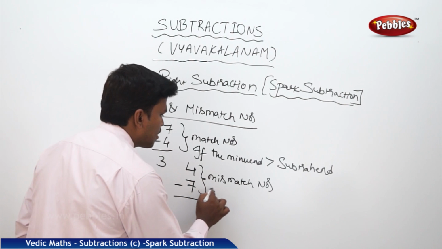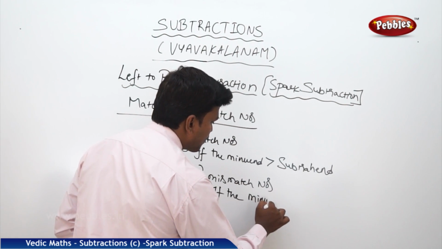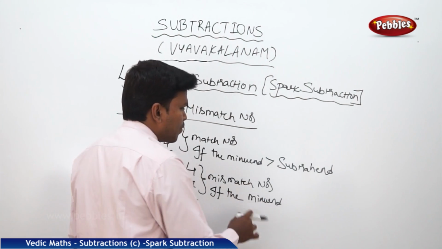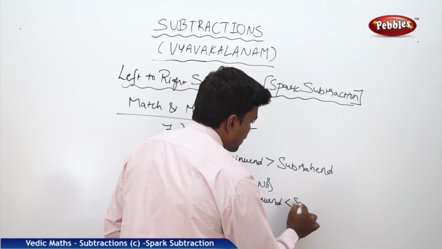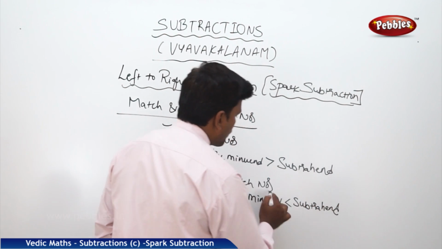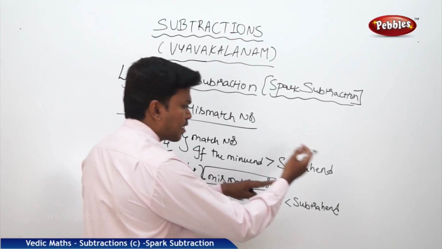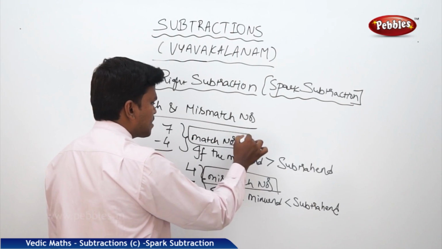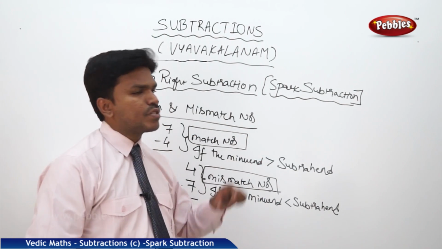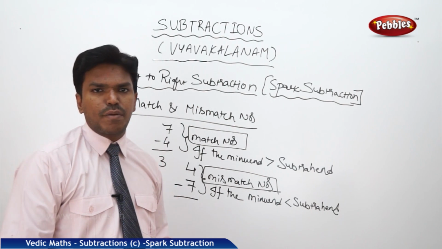If the minuend, that is the above number which we are subtracting from, is less than the subtrahend, then we call those numbers mismatch numbers. And if the minuend is greater than the subtrahend, we call those numbers match numbers. This is one main concept of left to right subtraction, that is spark subtraction.